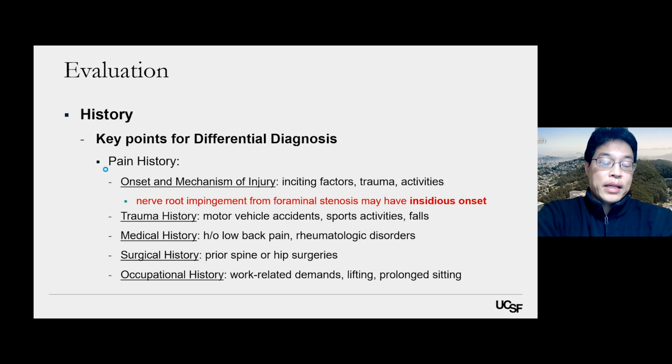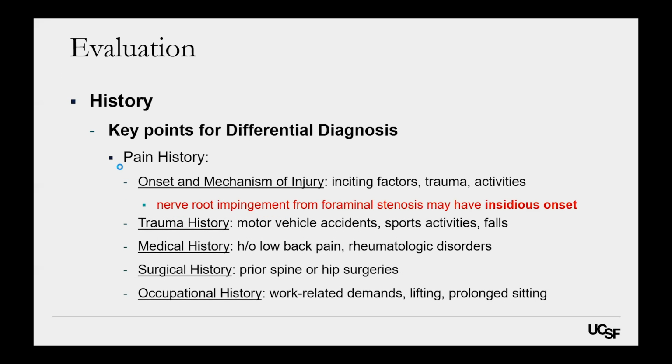So here we'll go through key parts of an evaluation that one might find if they present to a spine clinic. And so a lot of time will be spent on taking the history, describing how the back pain occurred, what was the mechanism of injury, was there a lifting injury, was there a trauma, was there a motor vehicle accident, might there be a history of low back pain already preceding this.